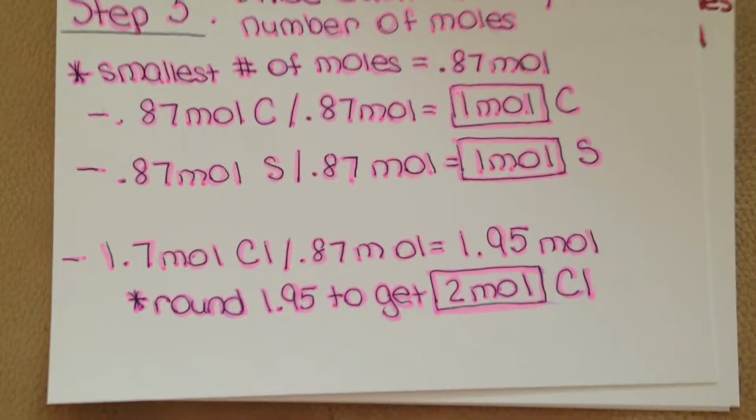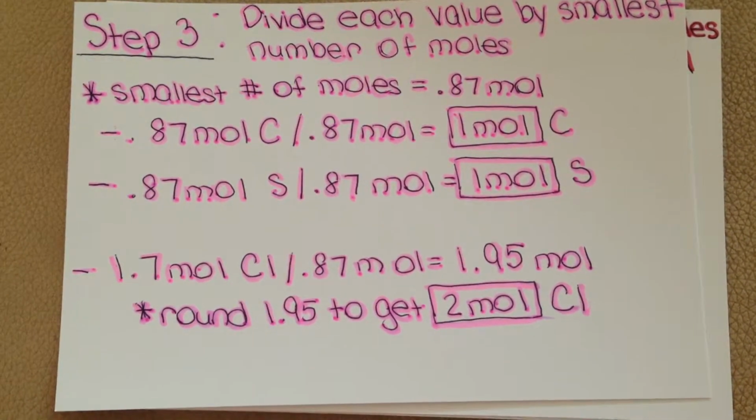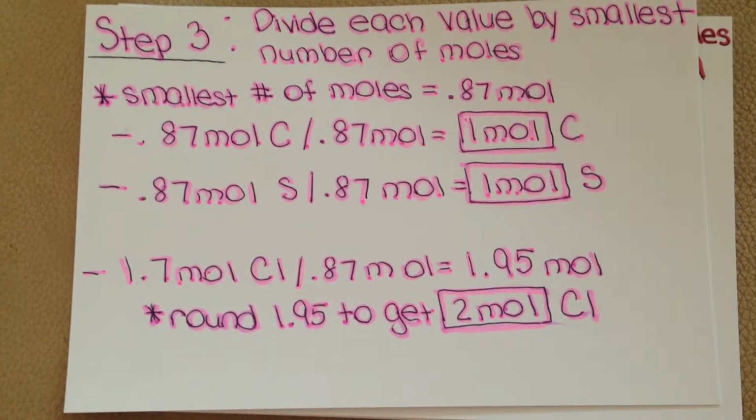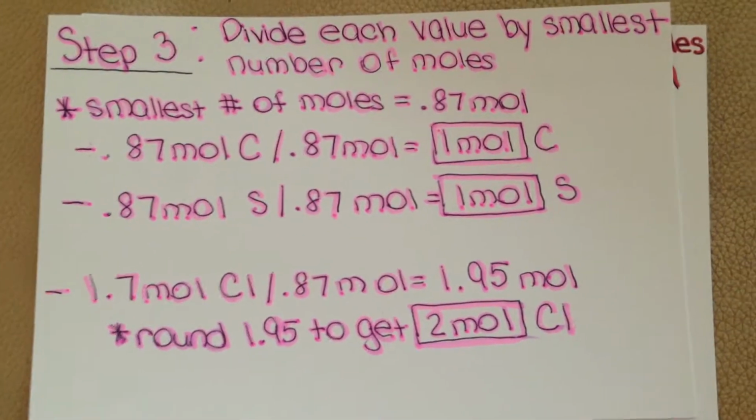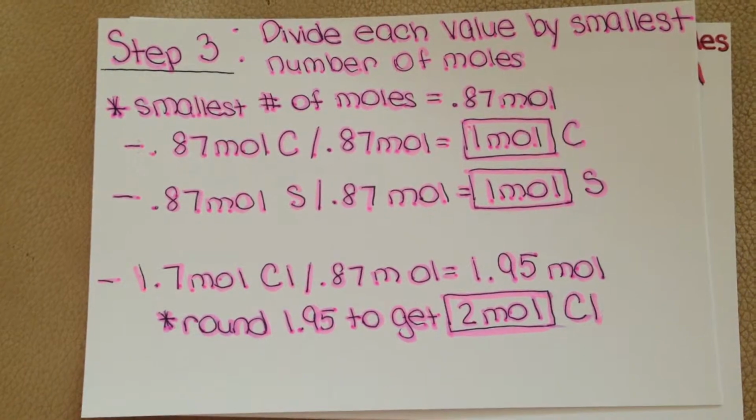For chlorine, we would divide 1.7 moles of chlorine by 0.87 moles of chlorine to give us 1.95 moles. We would round that 1.95 to the nearest integer to get 2 moles of chlorine.